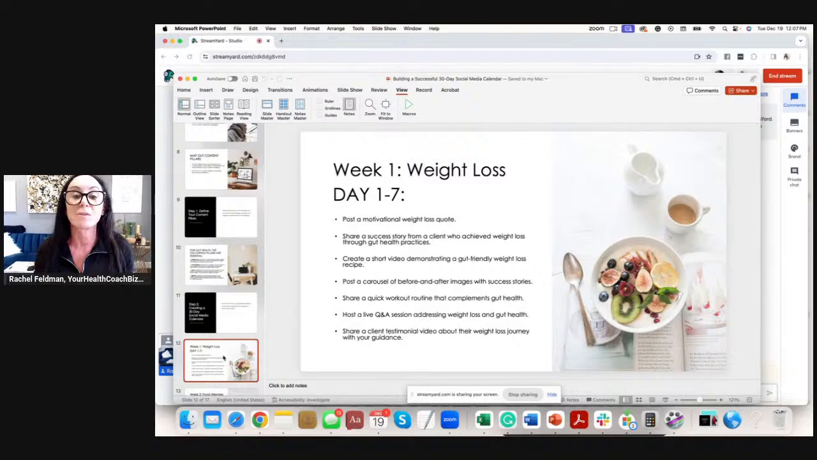Create a short video demonstrating a gut-friendly weight loss recipe. For me, that would be something like cultured vegetables, kimchi with eggs and avocado, something like that. Post a carousel of before and after images with success stories. Share a quick workout routine that complements gut health. You could do something like yoga for gut poses. You could do some Zen breathing, Zen running, where you really focus on the breath.